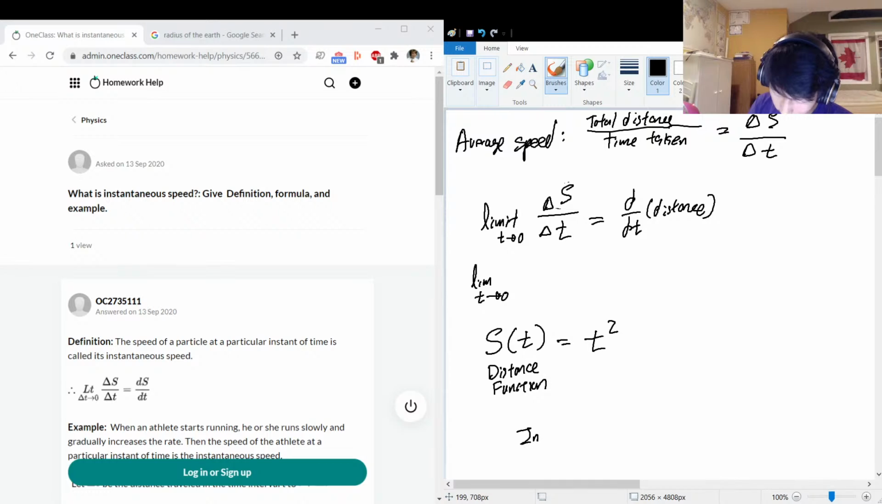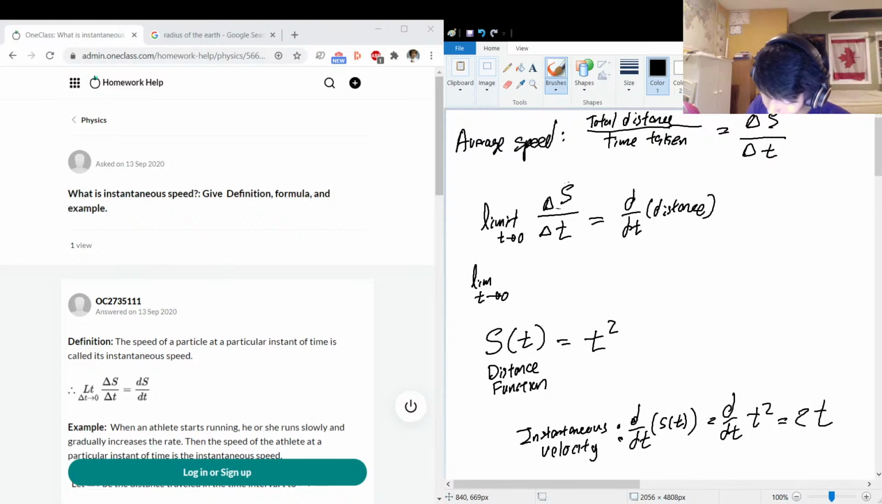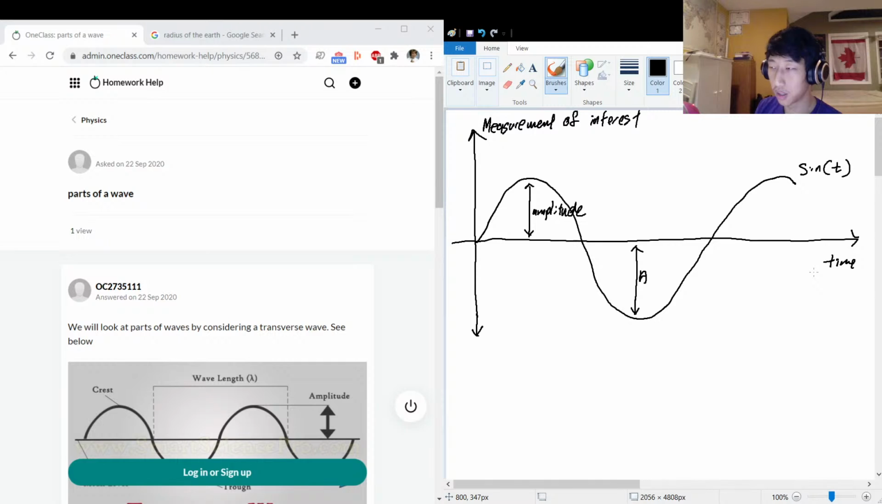Your instantaneous velocity is just going to be the derivative of that. So it's going to be d over dt of s of t. It's going to be d over dt of t squared. That's just 2t. Okay, so that's a very simple derivative example of a distance function and how you could get the instantaneous velocity based on that. Really what you need for this is just to know how to take a first derivative.